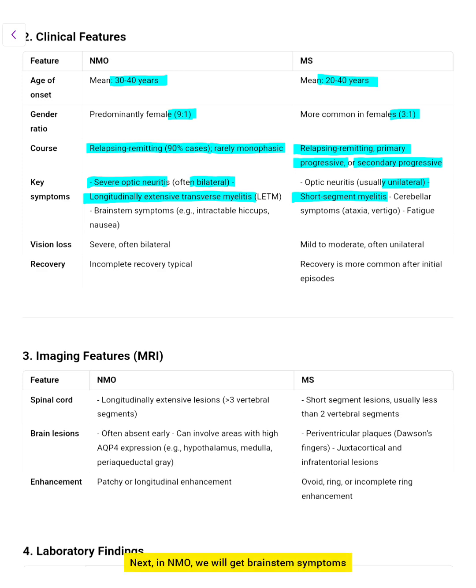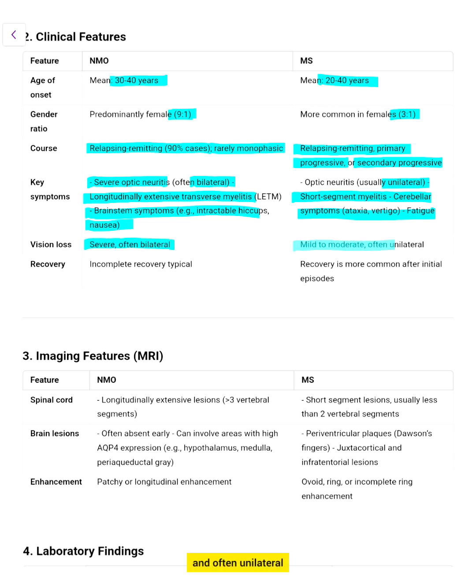Next, in NMO, we'll get brainstem symptoms like intractable hiccups and nausea, etc. In MS, we'll get cerebellar symptoms also, ataxia, vertigo, and fatigue, which are common for both disorders. Vision loss, it's severe and bilateral in NMO. In multiple sclerosis, you'll get mild to moderate and often unilateral vision loss.